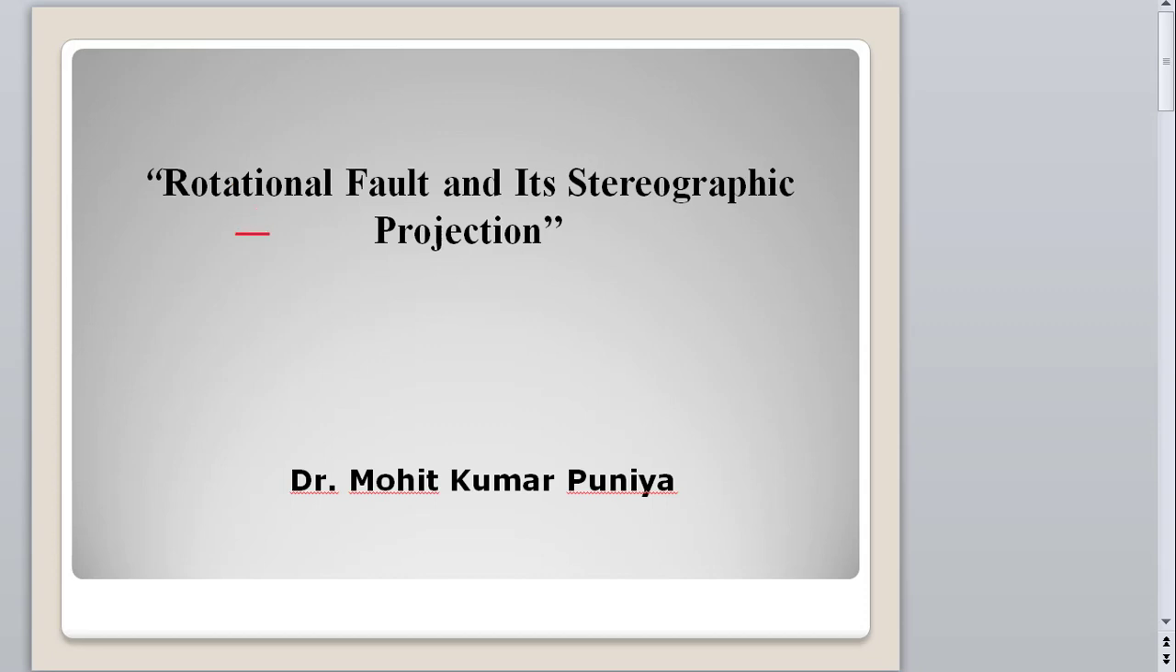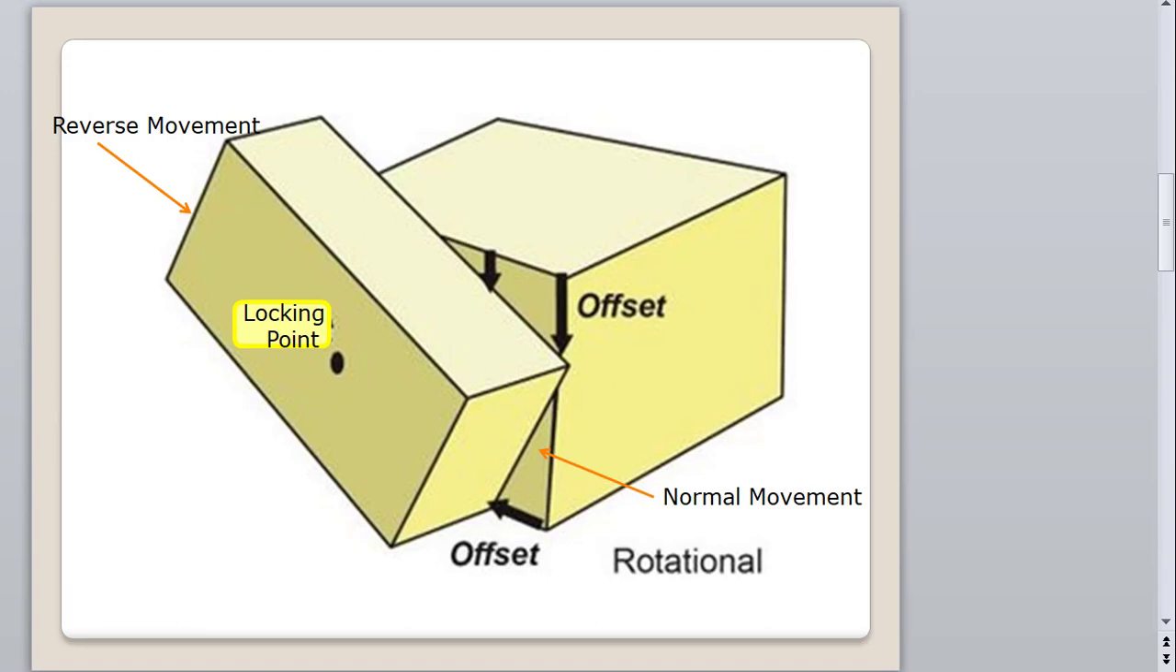Rotational fault has many names in different areas, and we know it as a scissor fault, or a pivot type of fault. Here we have a locking point. Along this locking point, or along this axis, this block moves against, or rotates against, this block.